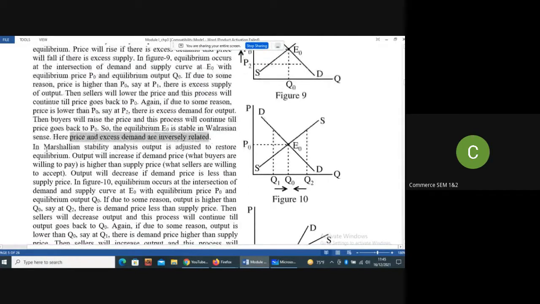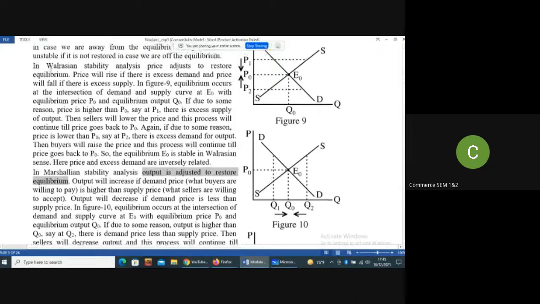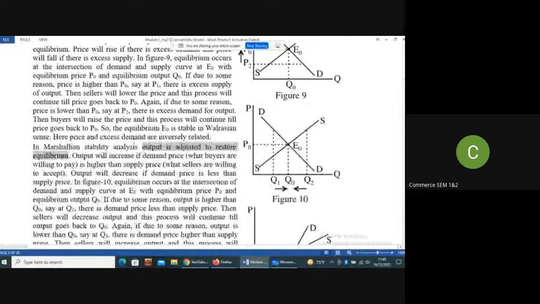Now we talk about Marshallian stability analysis. In the case of Marshallian stability analysis, output is adjusted to restore equilibrium. In the case of Walrasian analysis, price is adjusting. In the case of Marshallian analysis, output will adjust to restore equilibrium. And how does output adjust? Output will increase if the demand price, what buyers are willing to pay, is higher than the supply price, or what the sellers are willing to accept.